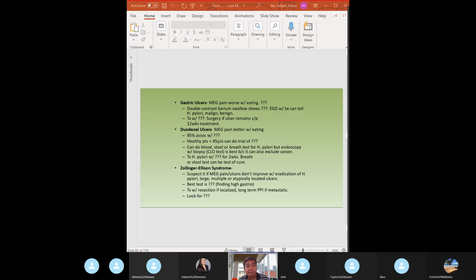Gastric ulcers, mid-epigastric pain, worse with eating. Think H. pylori, NSAIDs, steroids. You do double contrast barium swallow, which shows punch out lesion with regular margins. Okay, punch out lesions with regular margins. The EGD with biopsy can tell if it's H. pylori, right? Malignant or benign.